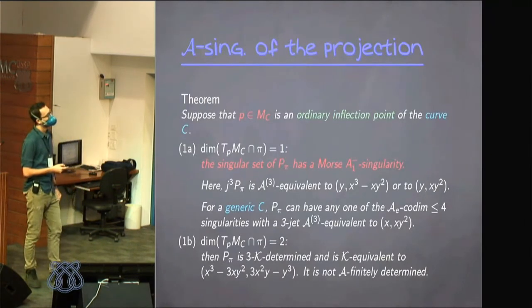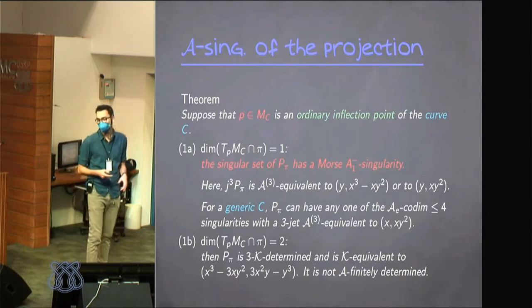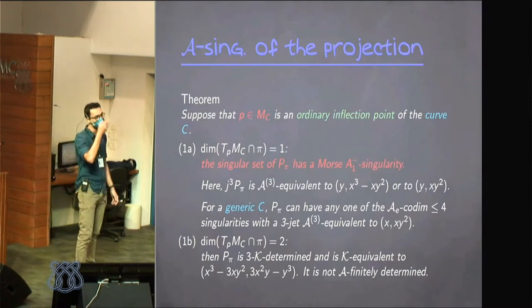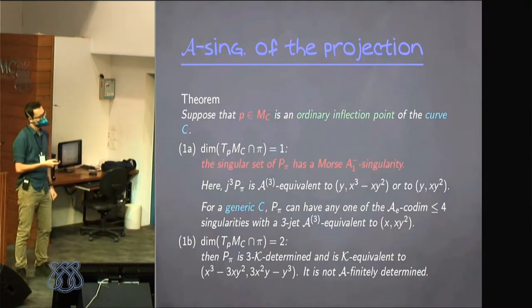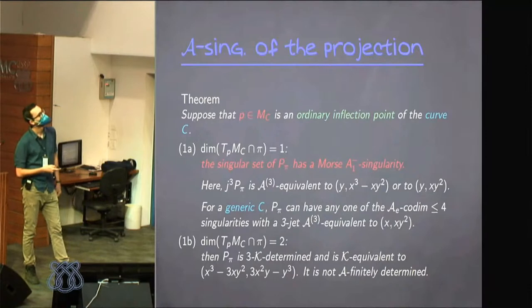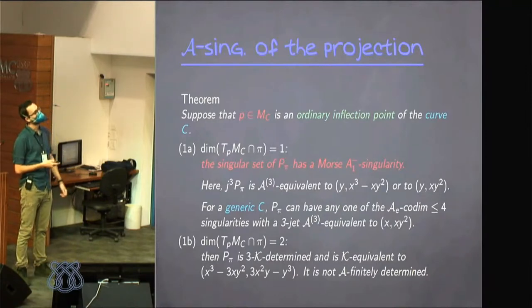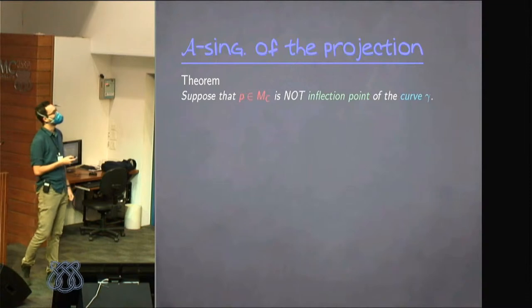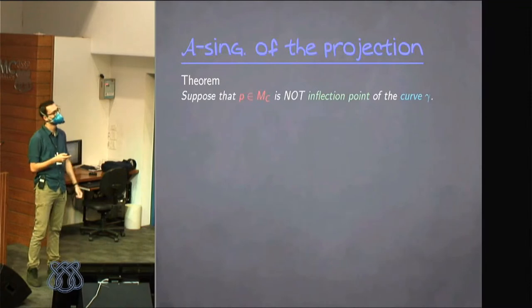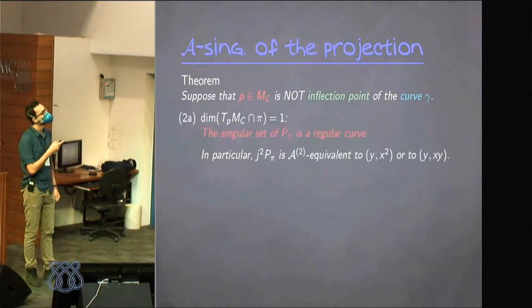Now, if I look at dimension 2, in that case our projection has a singularity with a classification by Higgins and Ruiz, and our projection is equivalent to this germ, but this case is not very finely determined. So, let's look at another case. If now the point is not an inflection point of the curve, this means we are in the elliptic case. So the first case is dimension 1.